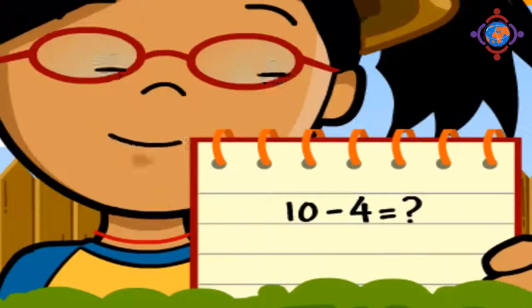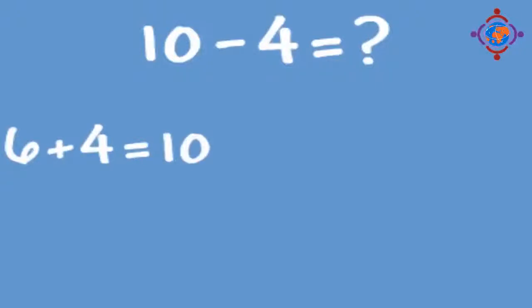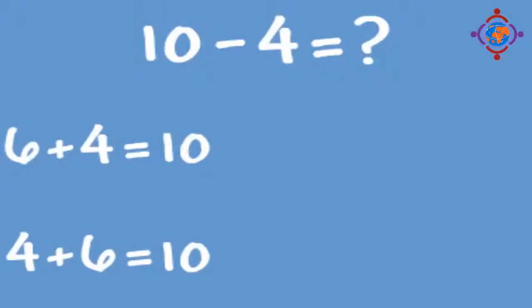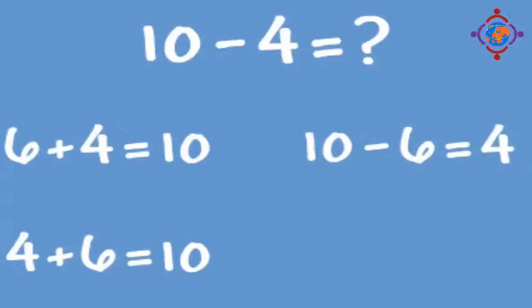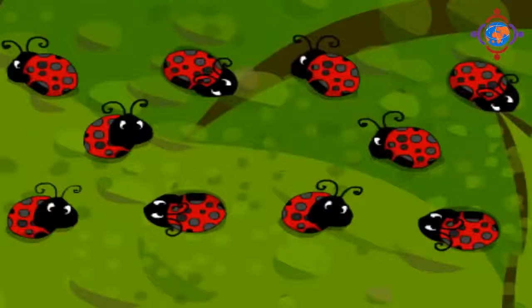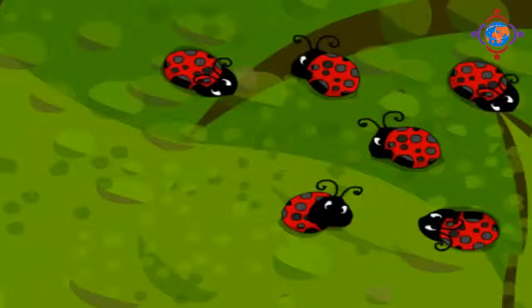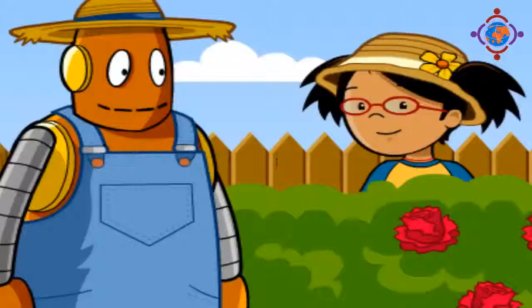Well, I'm trying to solve this number sentence. I know 6 plus 4 is equal to 10, and 4 plus 6 is equal to 10, so that means 10 minus 6 is equal to 4, and 10 minus 4 is equal to 6. There are 10 ladybugs, and 4 flew away, so there are 6 left.